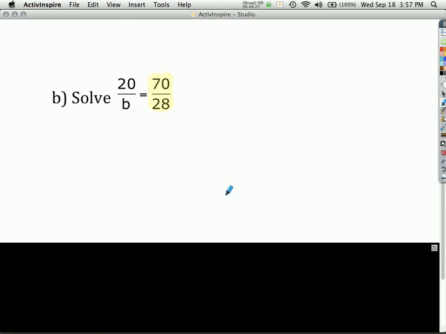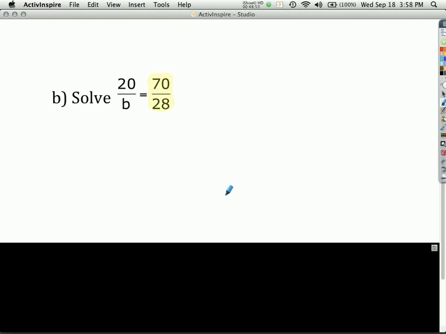What is the common factor between the top and the bottom? Think hard about it. What's a common factor between the top and the bottom? Chris? 7. Good. There's another one. There's a bigger common factor. 7's a good one, but there's a bigger one. What is it, Ziamara? 28? 28 is not a factor of 70, but you're in the ballpark.